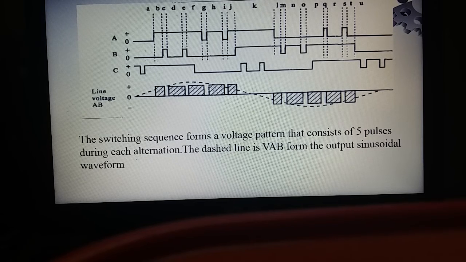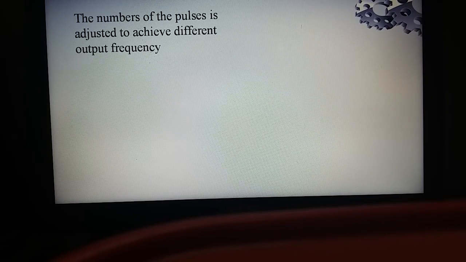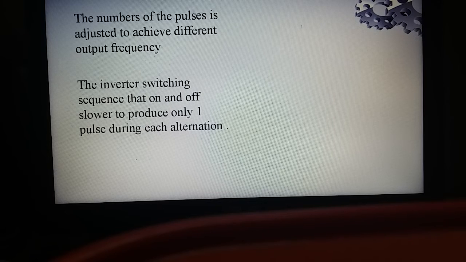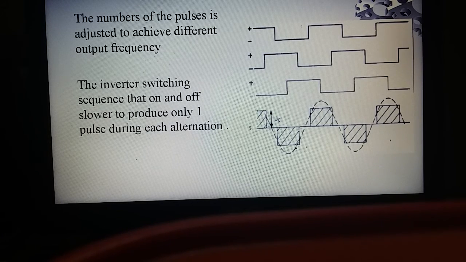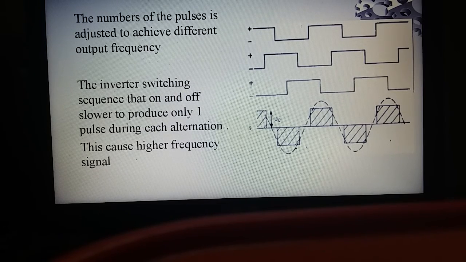The dashed line is the sinusoidal wave formed from this 5 pulse waveform. The number of pulses is adjusted to achieve different output frequencies. For example, if the inverter switching sequence of on-off becomes slower, it will produce only 1 pulse during each alternation. This diagram shows that with 1 pulse during each alternation, we get an output signal with higher frequency, which is also shown by the dashed line.